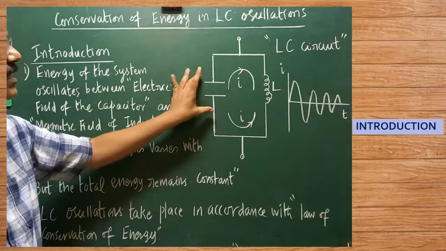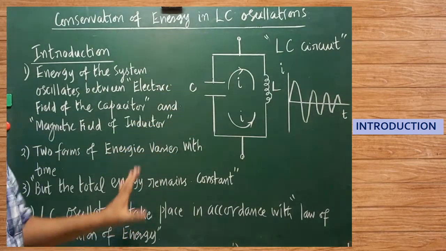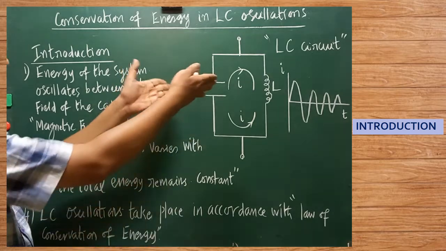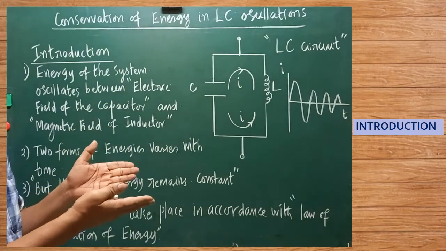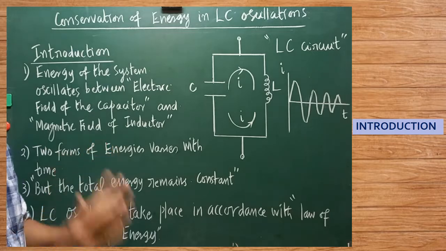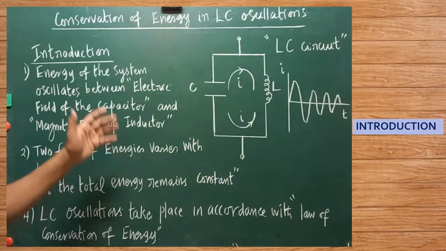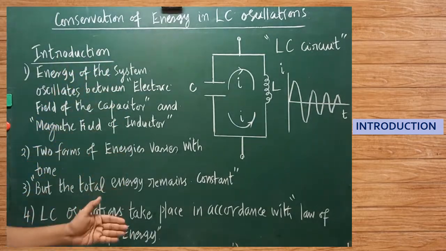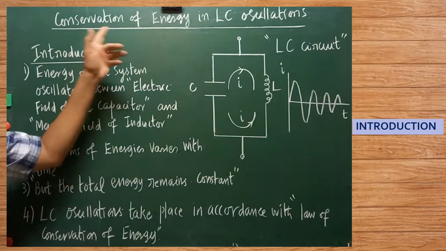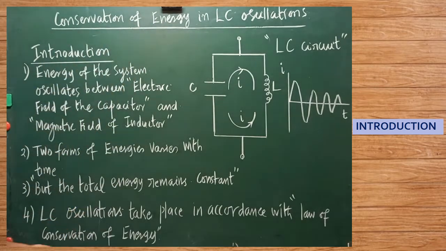Second thing, the total energy of the system remains constant. Whatever may be the type of energy, if you calculate the total energy of the system, that value will always be a constant. So this is the introductory explanation about the conservation of energy in LC oscillations.